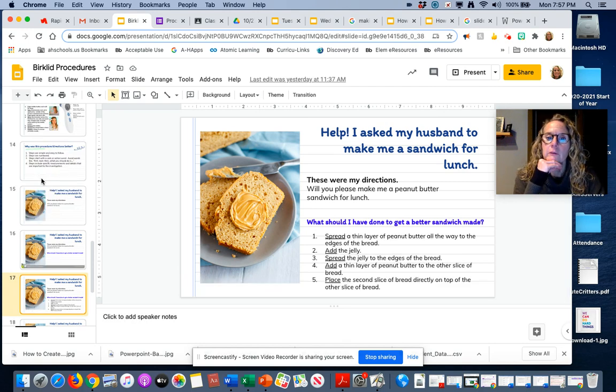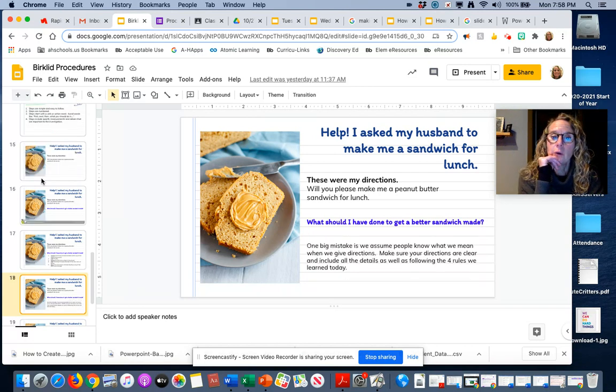So I could say spread a thin layer of peanut butter all the way to the edges of the bread. Add the jelly. Spread the jelly to the edges of the bread. Add a thin layer of peanut butter to the other slice of bread. Now this I learned so then your sandwich doesn't get soggy. You know how the jelly makes the bread all soggy? If you put a layer of peanut butter on the other side, bread does not get soggy. Then place the second slice of bread directly on top of the other slice of bread. Now those are very bare bones directions, but they're better than, would you please make me a peanut butter sandwich, since I didn't even get jelly on my sandwich.